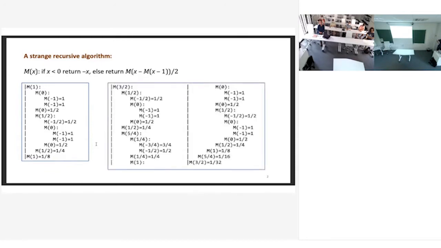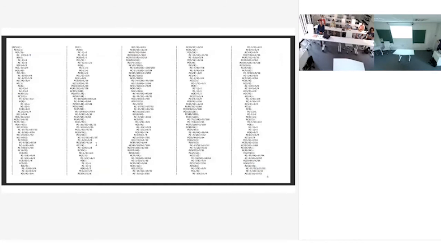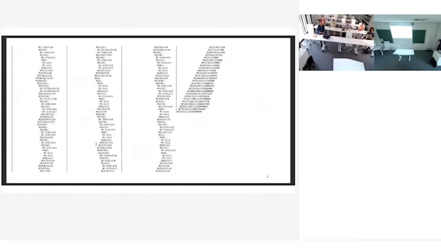M of 1.5 returns 1 over 32. M of 2 makes a long calculation and returns 1 over 1024. So it returns 2 to the minus 10. M of 2.5 makes an even longer calculation. And at the end, it returns 2 to the minus 31. And M of 3 returns 2 to the minus 1.5 billion and something.